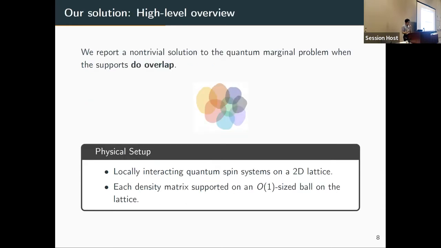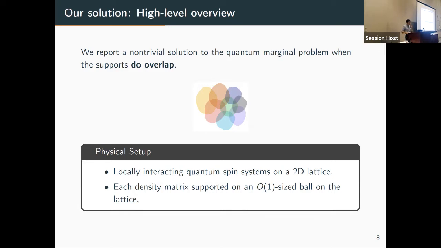Okay, so with that, I'd like to report a non-trivial solution to the quantum marginal problem, which I think is relevant for 2D quantum systems. To be clear, this is a solution that holds true even when the marginals do overlap. So in that sense, it's a non-trivial solution.